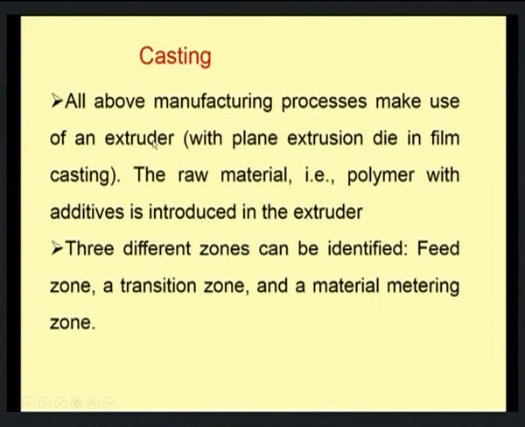If you look into the process of film casting, all these methods make use of an extruder. The extruder is the same single screw extruder that we have seen earlier in the extrusion molding process. The only difference is it will have a plain extrusion die that will ensure that the extrudate comes in the form of a film. The raw material, that is the polymer, along with additives. The additives are normally the colorants that are added to give aesthetic color to the film, is introduced into the extruder. As we have seen earlier, in any single screw extruder, there will be 3 different zones: a feed zone, a transition zone, and a metering zone.